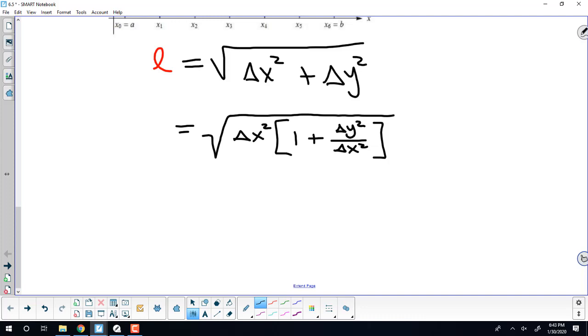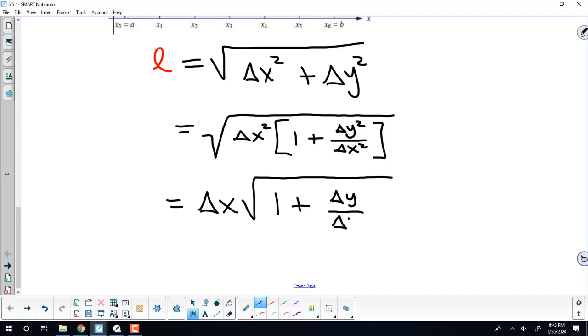And really, the reason for doing that is twofold. One, we can now take the square root of delta x squared, so we're just going to take delta x. And two, it gives us a means to work with this thing now, because delta y over delta x squared, we're going to look at as the quantity squared.